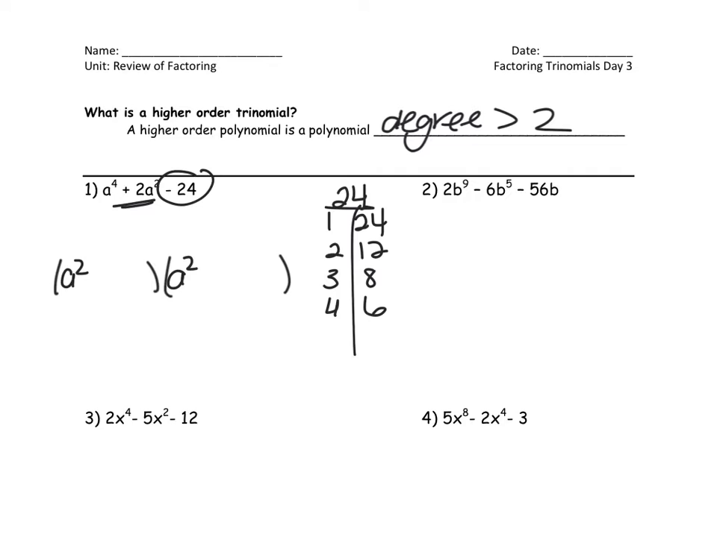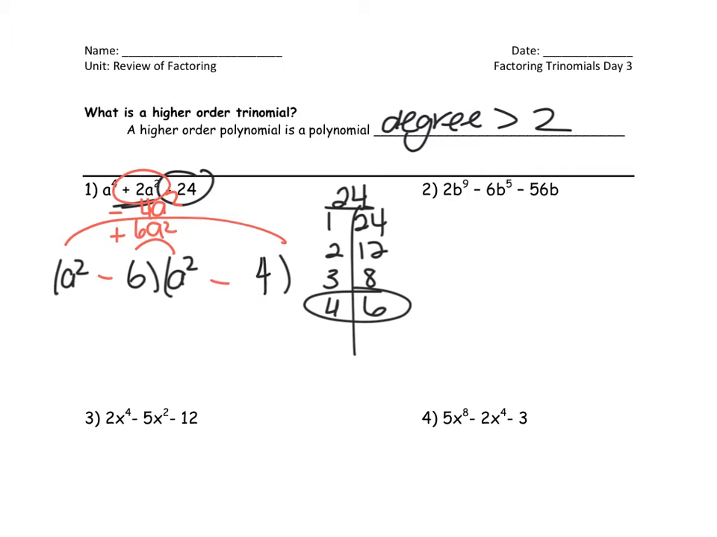Now I know 4 and 6 are going to differ by 2, so I'm going to try to play around with that. So 6 and 4. Now my outers and inners, I'm going to put them on top, and you'll see why in a minute. This is 6a squared and this is 4a squared. How am I going to get that to add to a 2a squared? The 6 will have to be positive and the 4 will have to be negative.